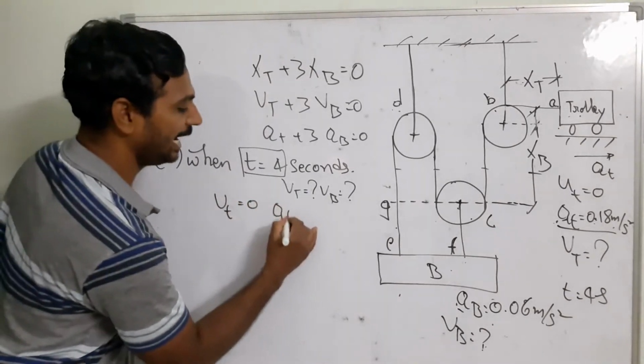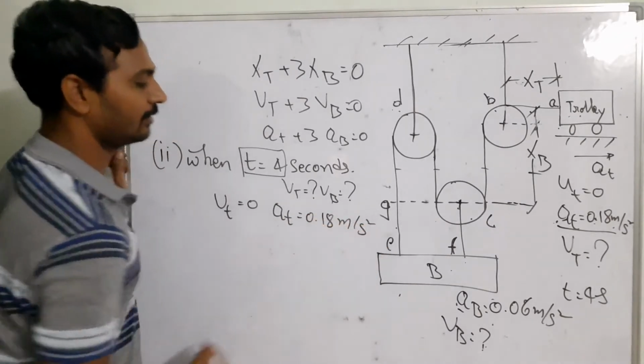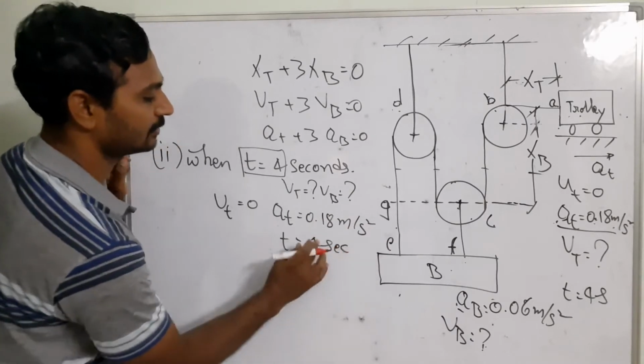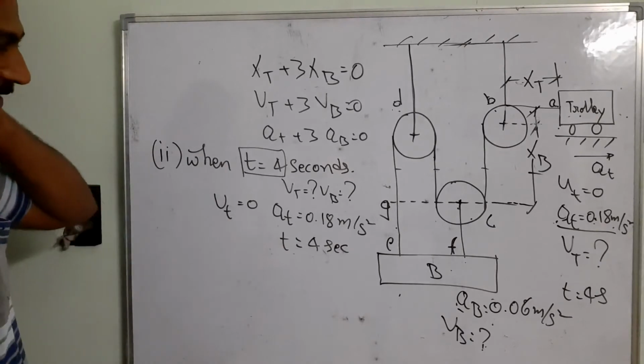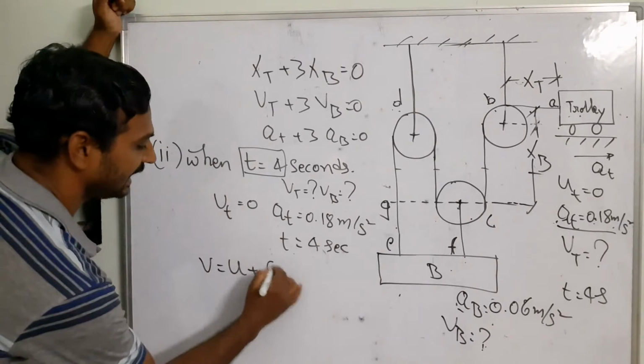And we do have a_t = 0.18 meters per second squared available. At the same time, t = 4 seconds is available. So by using these parameters, we need to find out the velocity of this. That's going to be the equation v = u + at.